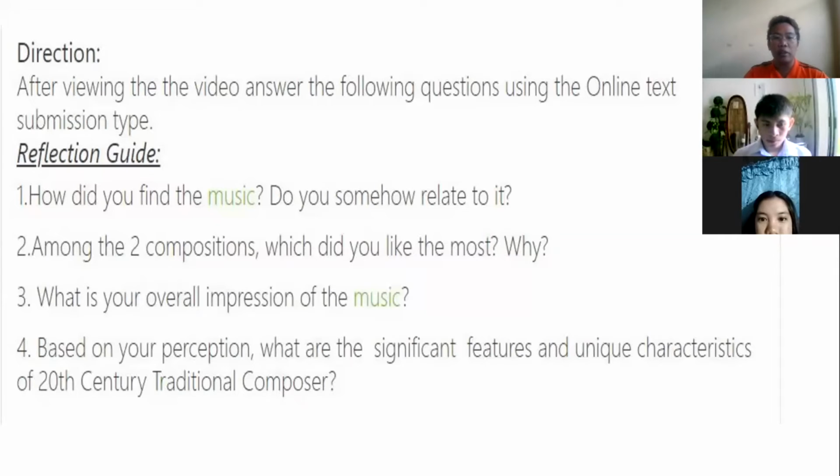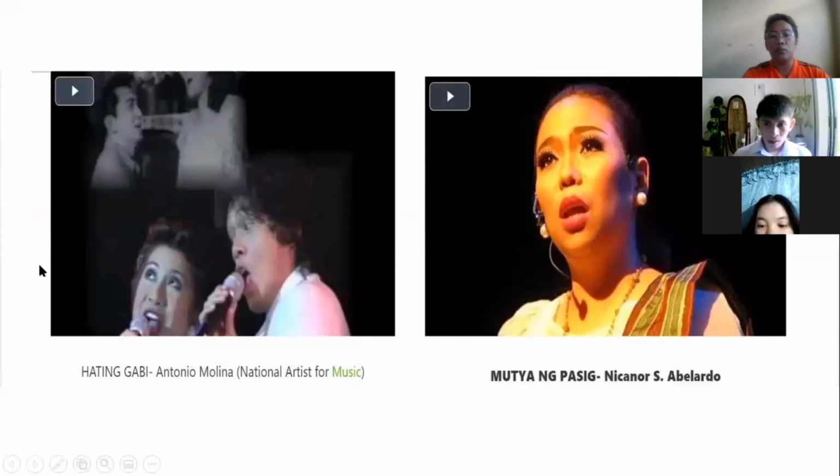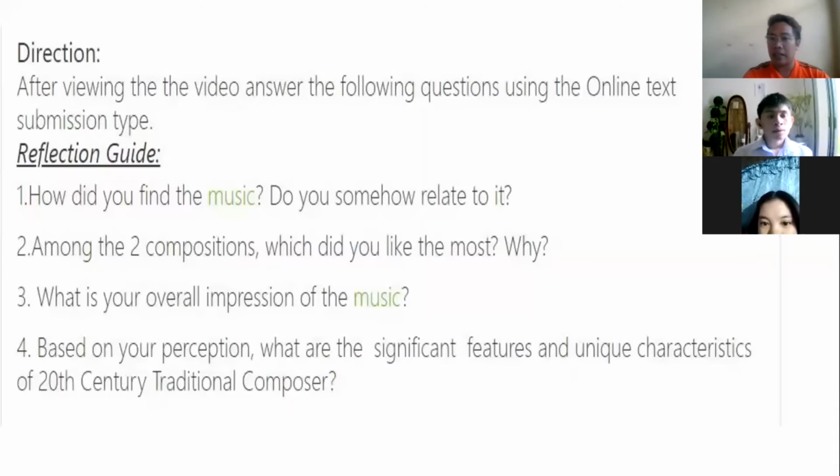Then number 4, based on your perception, what are the significant features and unique characteristics of the 20th century traditional composers? You'll just have to differentiate its characteristics from the previous elements or types of music na dinescuss natin from first to second part. Again, these are your 4 guide questions that you're going to answer, and you're going to put it in an online text submission type. Again, listen to these two video presentations before you answer your guide questions. Is that clear? That is your music learning task 1.1. Do you have questions so far? None?